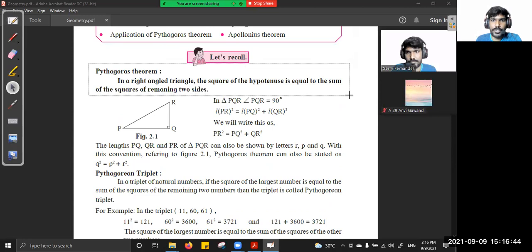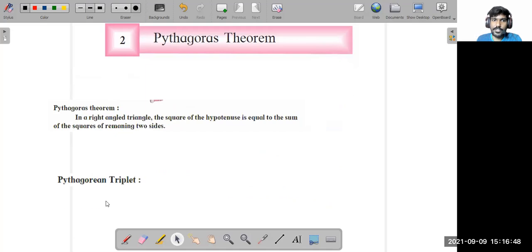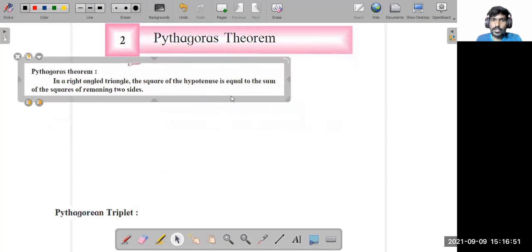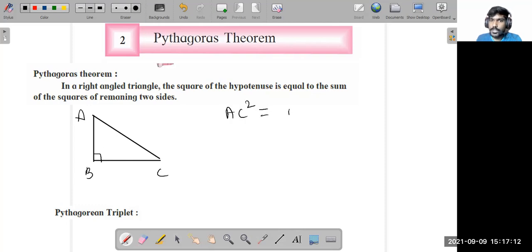Before starting with Pythagorean triplet, the Pythagoras theorem, which you have studied so many times, we'll just revise that. Pythagoras theorem says, in simple words, in a right angle triangle, the square of the hypotenuse is equal to the sum of the squares of the remaining two sides. So if you have a right angle triangle ABC, the square of the hypotenuse, that is AC square, will be AB square plus BC square.